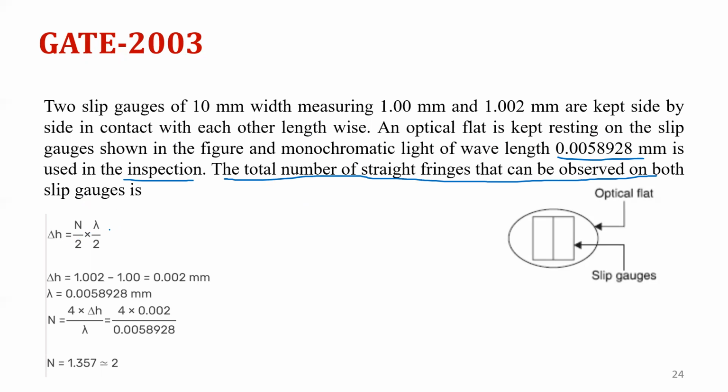So this is the formula we use for finding the number of straight fringes. Delta H is equal to n by 2 into lambda by 2. Delta H is the height difference, 1 mm and 1.002 mm. The difference is 0.002 mm. And the lambda value is 0.0058928. Therefore, from this formula, calculate the n value. So 4 into delta H divided by lambda. So you will get approximately 2 fringes.